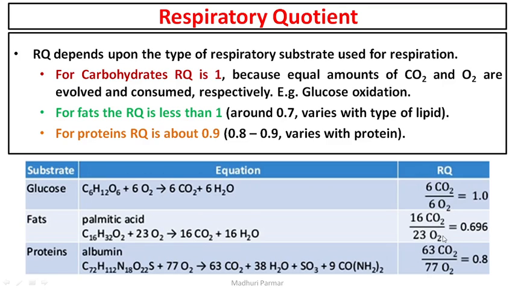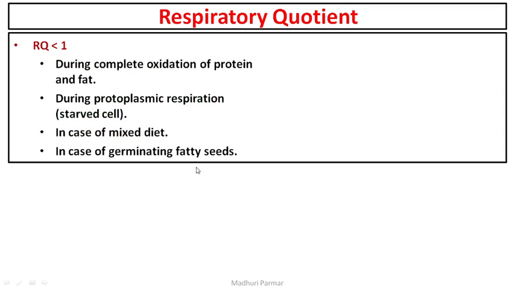That 63 carbon dioxide are released and 77 oxygen are consumed. So here, if you find out the ratio, it is closer to 0.8. Again, it can vary with the type of protein. Fine. So these are the 3 important respiratory substrates and their respiratory quotients.